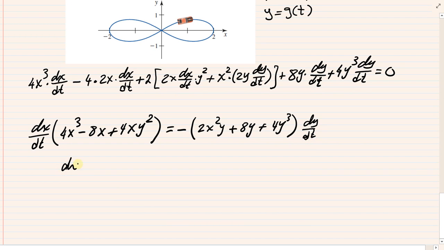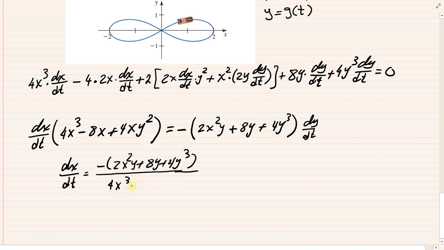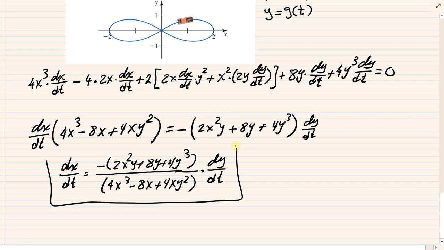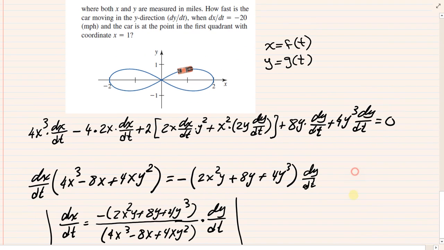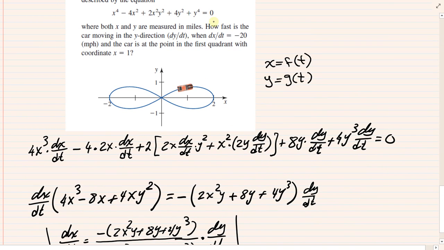Okay, so dx/dt becomes all of the right, negative 2x squared y plus 8y plus 4y cubed, divided by 4x cubed minus 8x plus 4xy squared, times dy/dt. And again, there you go. That's the general form of the derivative. Now we're going to mine those specifics, what's given.